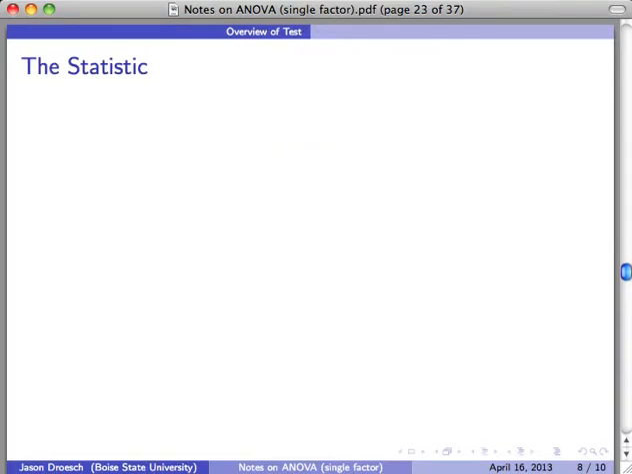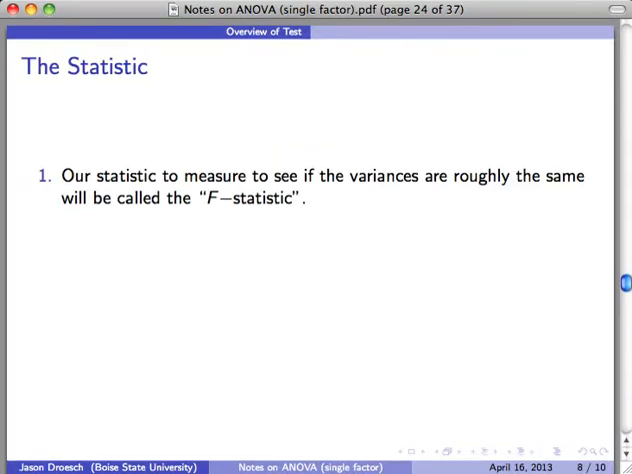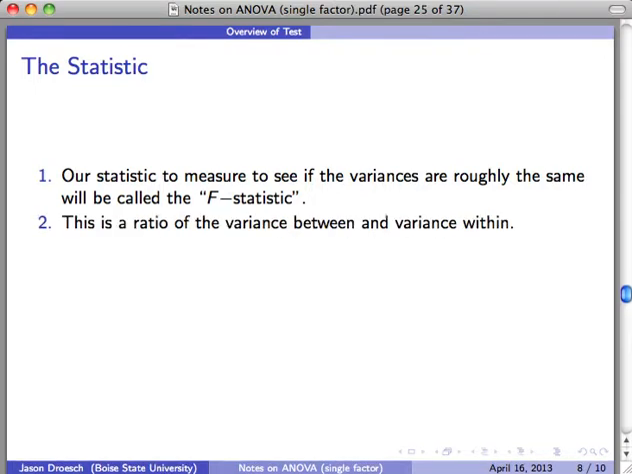And the way we do that is we can look at what we call the F statistic. Sometimes it's called the F ratio. Now the F statistic is a ratio of the variance between to the variance within. And what does that mean for us?